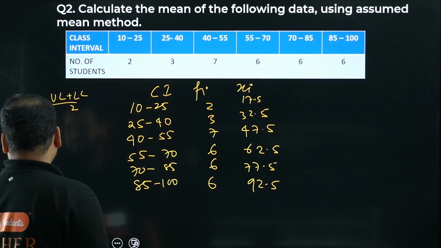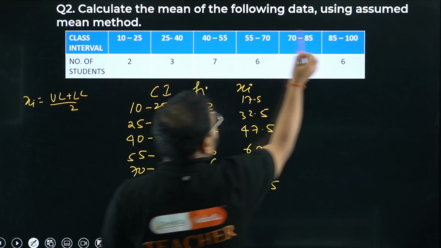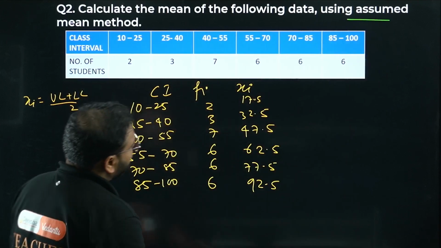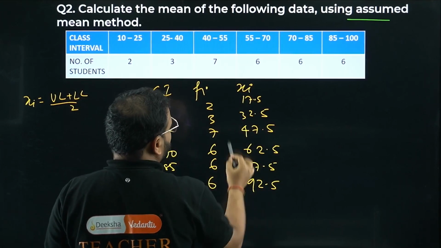Very important, sir, this step over here, assume mean method. Assume mean means what? We have to assume a mean somewhere. Check this out, 1 2 3 4 5 6 is there. I can assume the third or fourth.